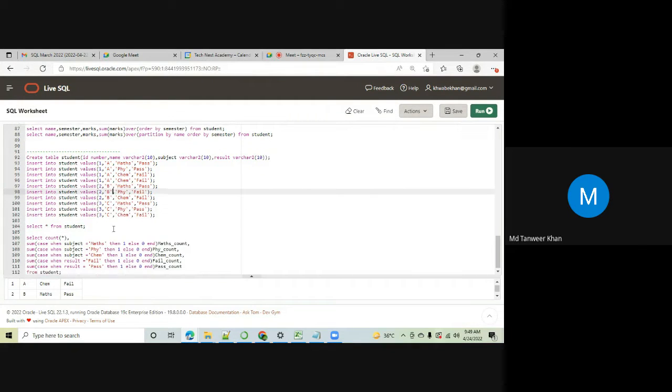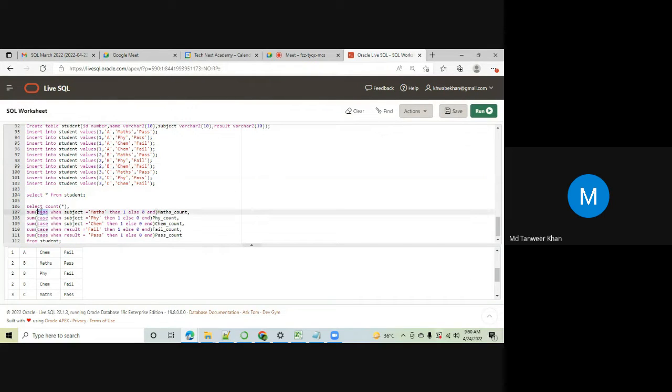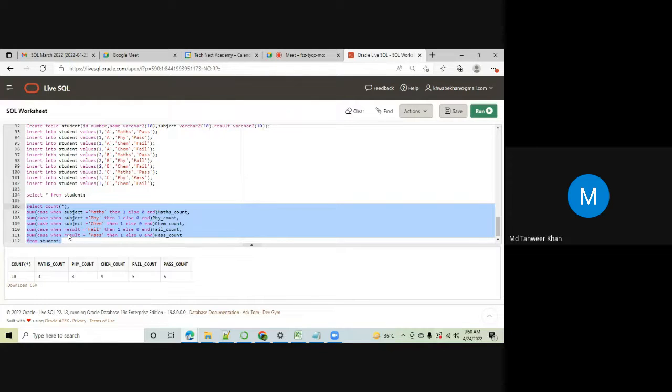Now in this example, I'm showing you how you can use case within sum. How you can use this case statement within the sum. Here, what I'm trying to tell the SQL engine is to find the sum of this: when subject is equal to maths, then 1, else 0, in maths count. Let me execute this. It's very simple, not that complicated, but many guys don't know this, so they will think this is something new. This is not new.